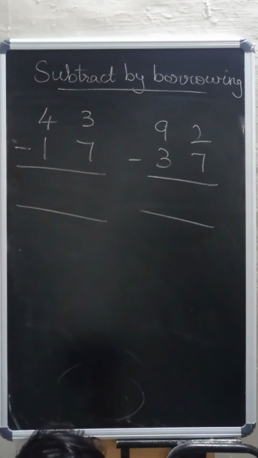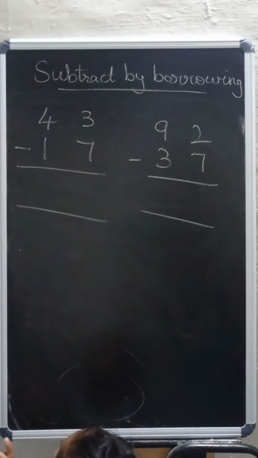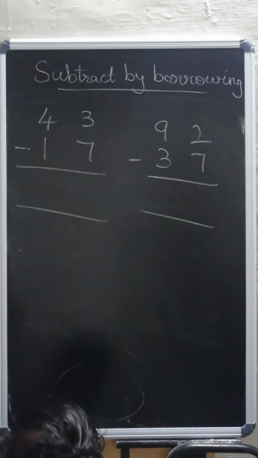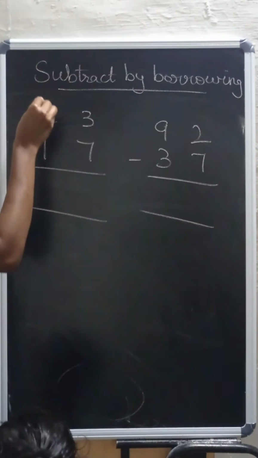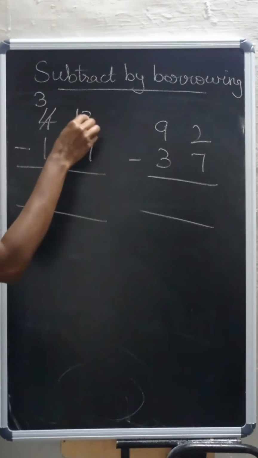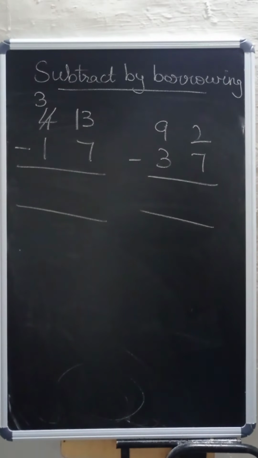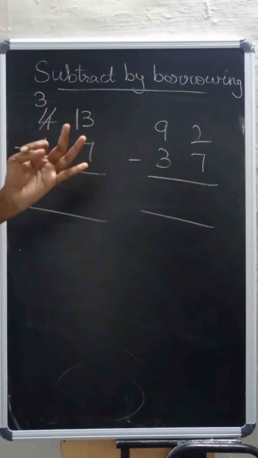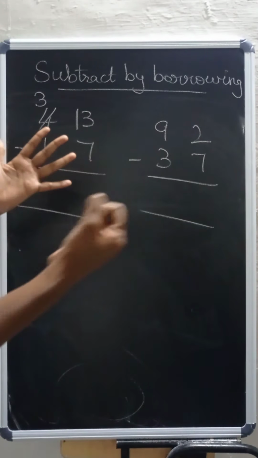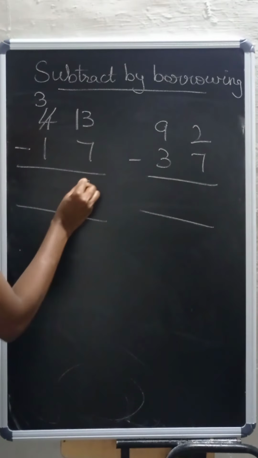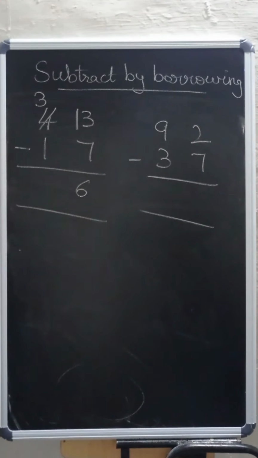Next sum. 43 minus 17. So I cannot subtract 7 from 3. So I borrow 1 from 4. So 4 becomes 3 and 3 becomes 13. Now 13 minus 7. Count after 7 till 13. After 7, 8, 9, 10, 11, 12, 13. 6 fingers. So 6 is your answer. 3 minus 1. After 1 count till 3. After 1, 2, 3. So 2 fingers. So 26 is your answer.